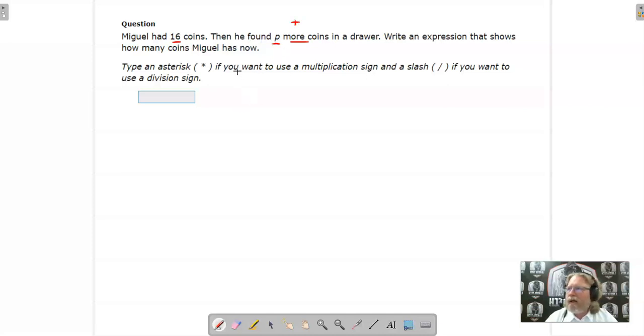Well, he has 16 coins. That's what he started with, and then he's going to add to that the number of coins that he found in the drawer, and that number of coins is represented by P. I guess he found pennies, right? P for pennies. And so we could put P plus 16. That'd be the same thing. But if you really wanted to be exact, it's what we started with and then what we added to it. So 16 plus P is what we would enter for our answer.